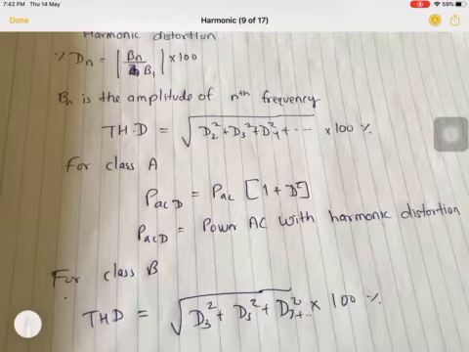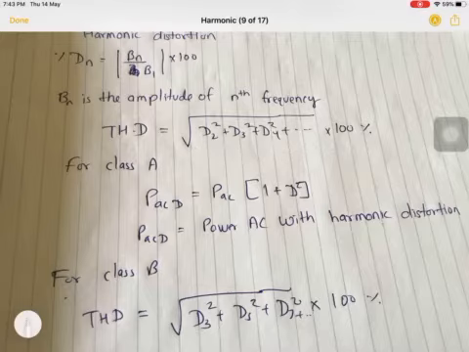In general, when we produce an AC signal, apart from the fundamental frequency, multiple frequency components are generated. For example, omega 1 is the fundamental frequency. Then we also get 2 omega 1, 3 omega 1, 4 omega 1. These types of components are called harmonics. So the total harmonic distortion is calculated as the root of D2 square plus D3 square plus D4 square plus dot dot dot, into 100%.